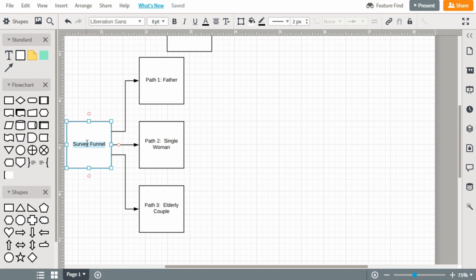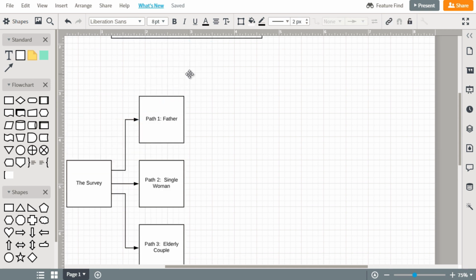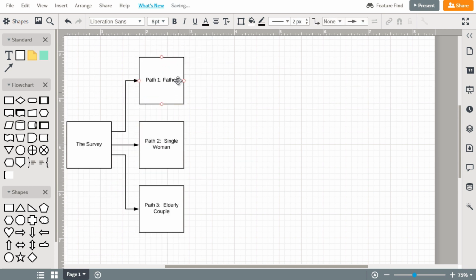Now this is going to be the actual survey. So when people come here, this is the survey. They fill it out. And based upon the answers that they give, they are either sent to path 1, path 2, or path 3. Now from this, I'm going to delete this here just to clean it up. Let's say they go to path 1.